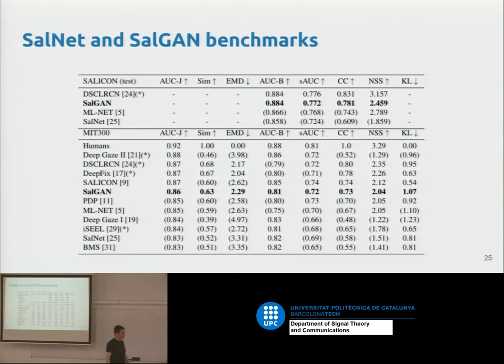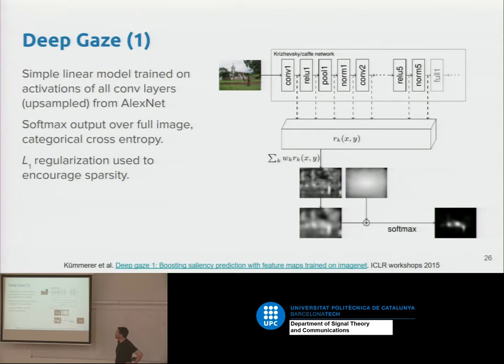So what have other people done? Well, one of the earlier ones as well was this idea. This isn't trained end-to-end or anything, but it was just a simple thing that you can try, and it worked remarkably well, I think. This model is called Deep Gaze 1. Basically, they took a pre-trained AlexNet, right, which is up here. So this is trained on ImageNet.